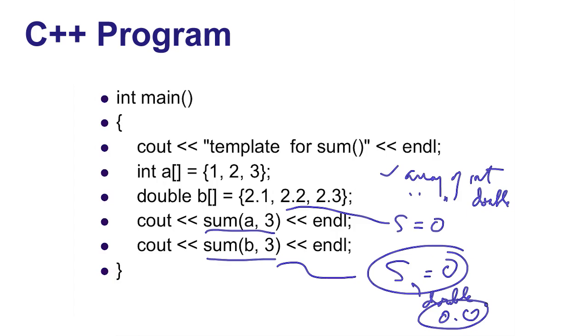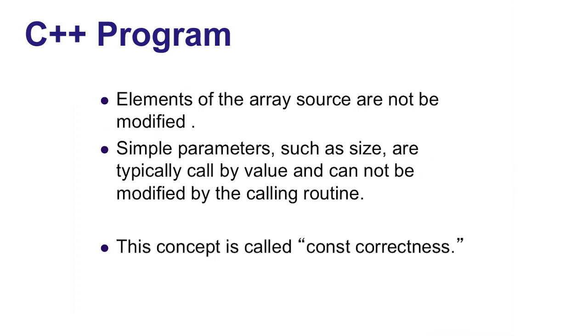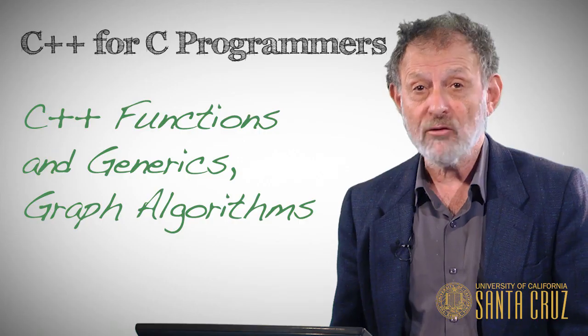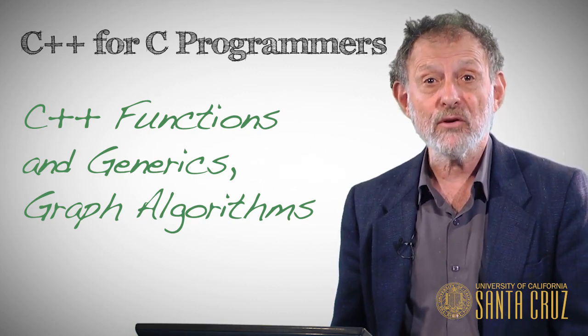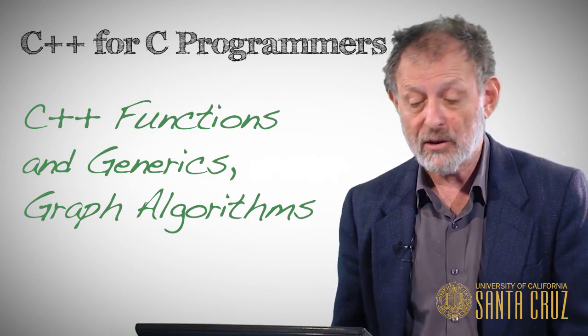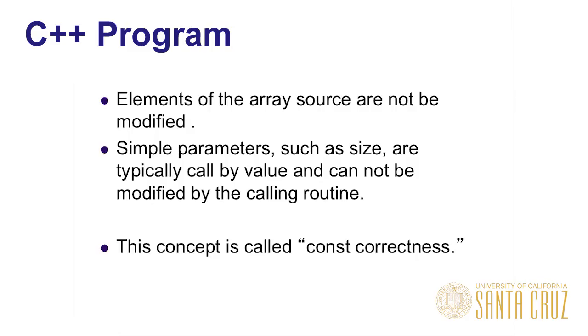So again, it shows you the power of templates, the power of generic programming. Elements of the array source are not to be modified. That's the meaning of const correctness. Simple parameters such as size are typically called by value and cannot be modified by the calling routine. So we didn't declare size to be const because there's no need to. That's just a standard call by value and it would be redundant. And this concept is called const correctness and is emphasized throughout the C++ language.